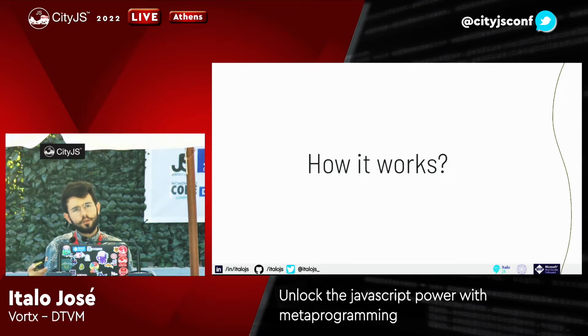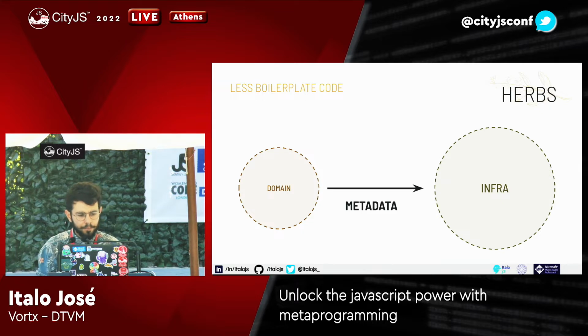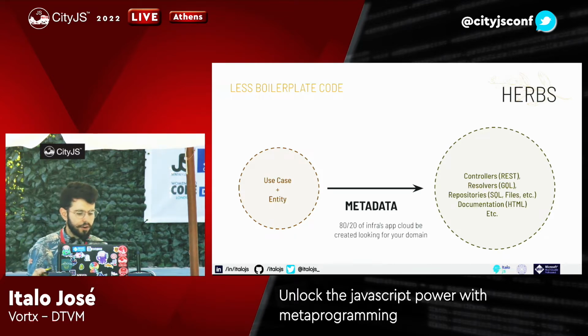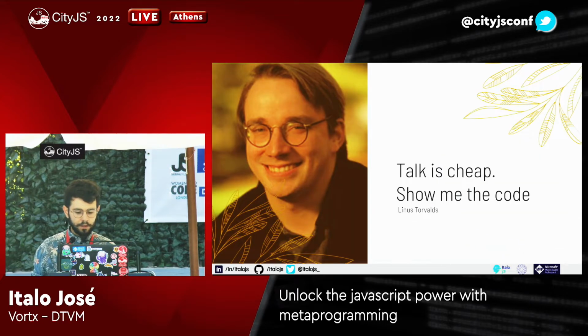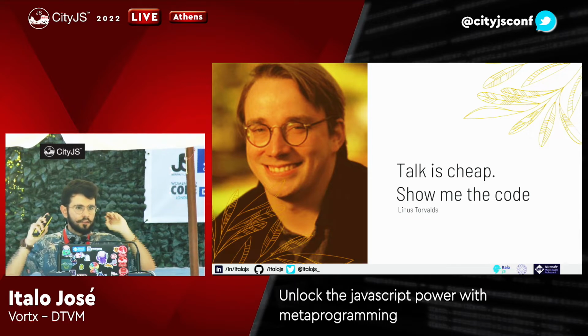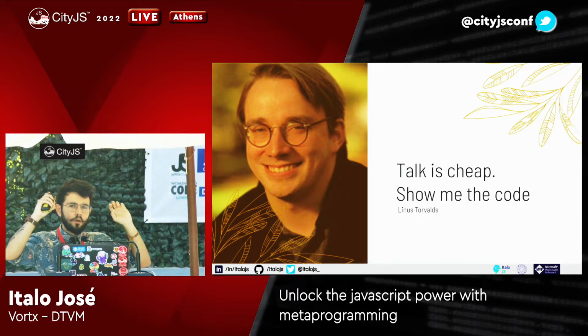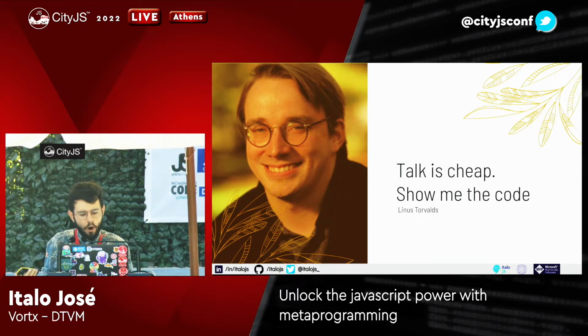So how it works? How could Herbs provide the infrastructure for us, and how could we code only the domain? Okay, so basically HerbsJS works via metadata. When you write your use case and your entities, there is a lot of metadata, like your use case name, your fields, your validation. We have a lot of information that we don't care about in our code, but it's super useful to, for example, configure your controllers or your repository and generate your documentation. But basically the idea is to stop wasting time on infrastructure code and code only the domain. But how does it work? Let's try to write some code to understand a little bit more.